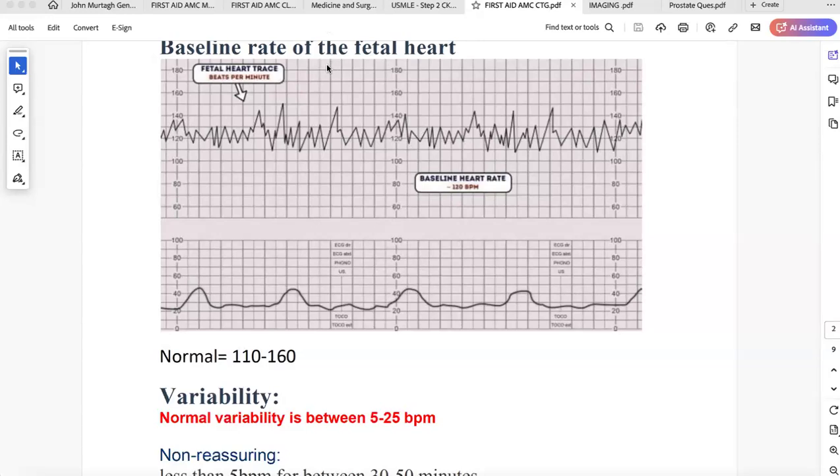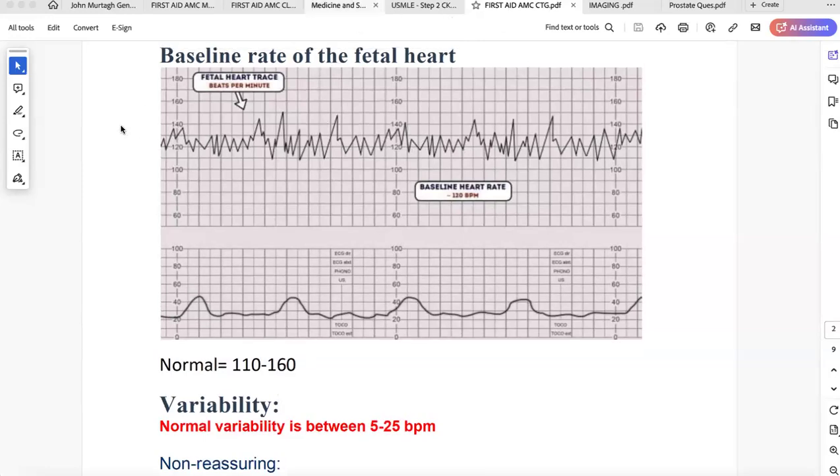Now, baseline fetal heart rate. After uterine contraction, we look at the baseline fetal heart rate. If you look over here, you can see 60, 80, 100. This is the heart rate of the baby. The baseline fetal heart rate is basically, when you look at the CTG, where most of the fetal heart rate is. If you look over here, this is where most of the fetal heart rate is, right? So 120 will be the baseline fetal heart rate in this patient.